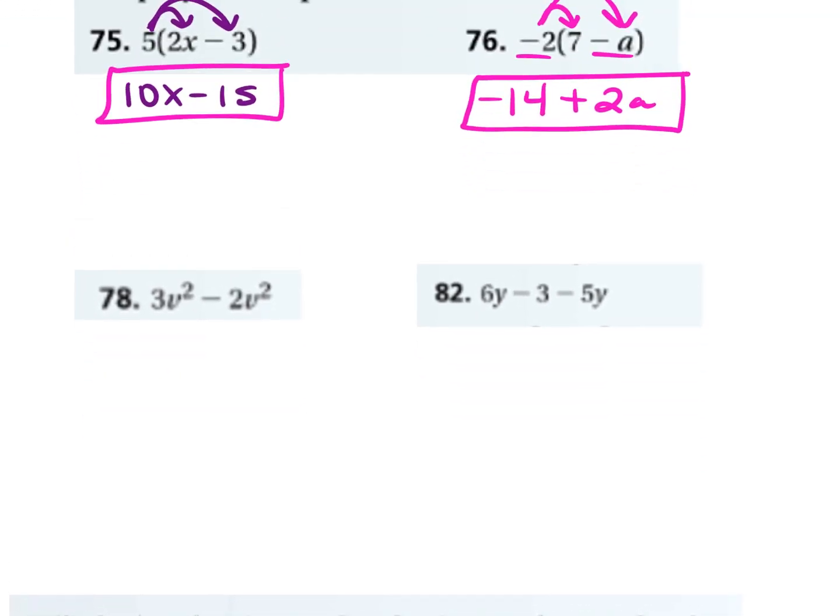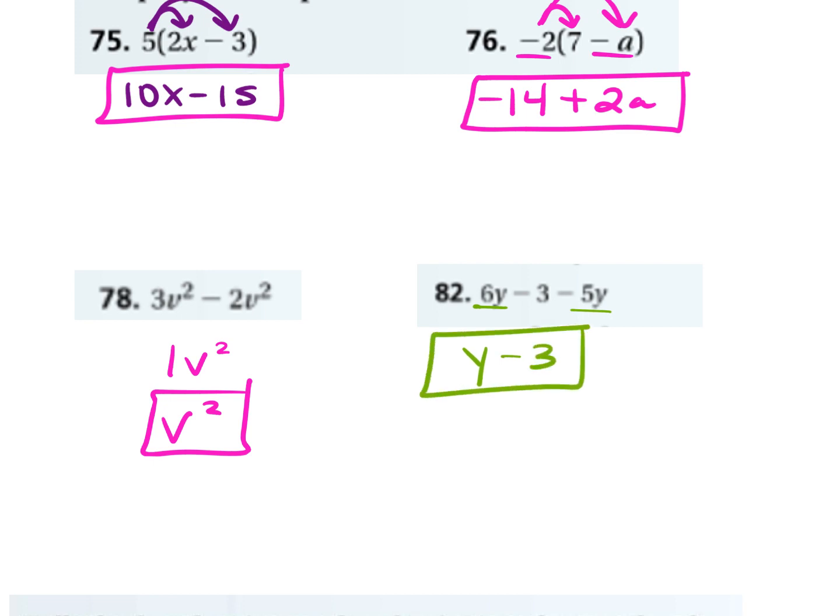What do you get on 78? 3v squared minus 2v squared is? 1v squared. You can just write that as v squared, right? You don't need to put the 1 out in front. If you put the 1 in front, I don't mark you wrong, but you're just combining like terms. So what do you do on 82? Y minus 3. 5 what? Y minus 3. Oh, y minus 3. Yes, you're going to start with the like terms. 6y minus 5y is 1y, but then you also have the minus 3. Okay.